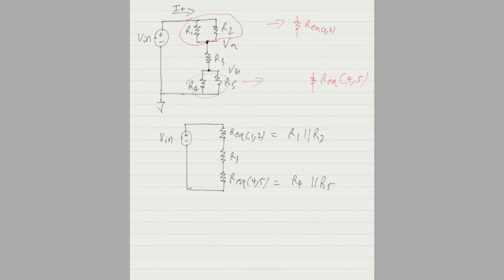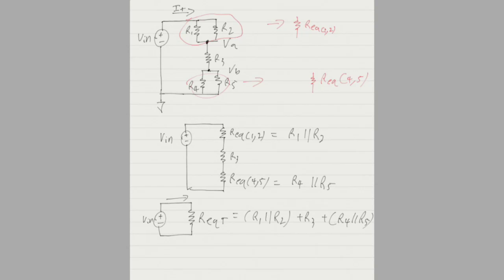And now I can add all of these together to get to one resistor. Plus minus Vin. And I'm going to say that this is Req T for total resistance. So this is the equivalent total resistance, which is equal to R1 parallel R2 plus R3 plus R4 parallel R5.